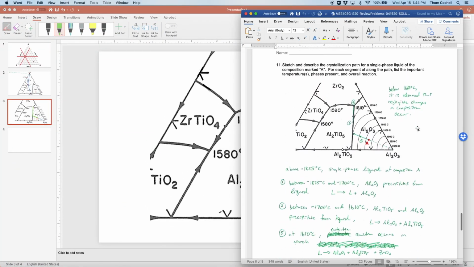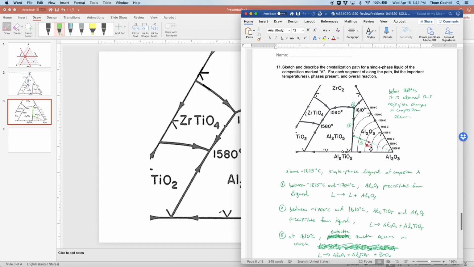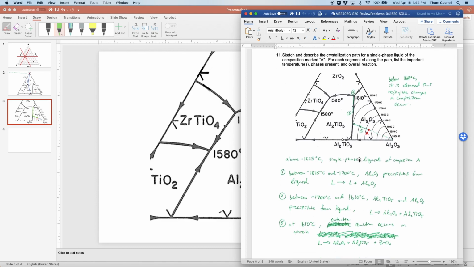So for 11, that's what I have written here. Starting at A, segment 1 is the two-phase field, 2 is the boundary curve, and 3 is right at the eutectic. Here I've described all of what we've just gone through. Above 1825, it's liquid. Between 1825 and about 1700, it's going to precipitate Al2O3. And then the boundary curve is about 1700 until 1610.